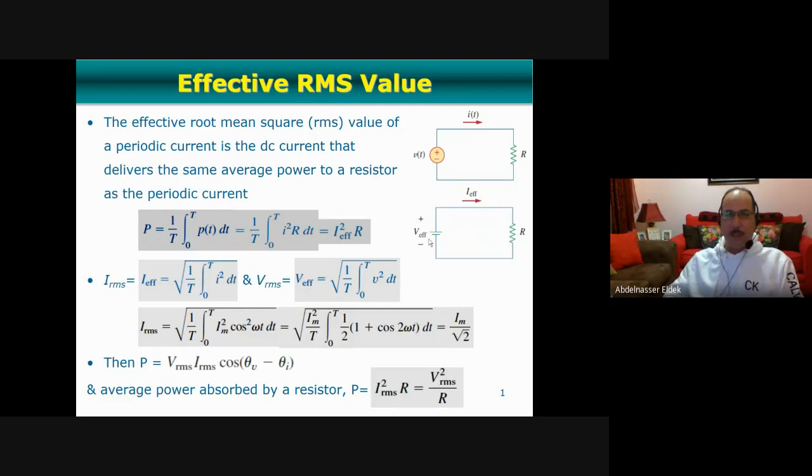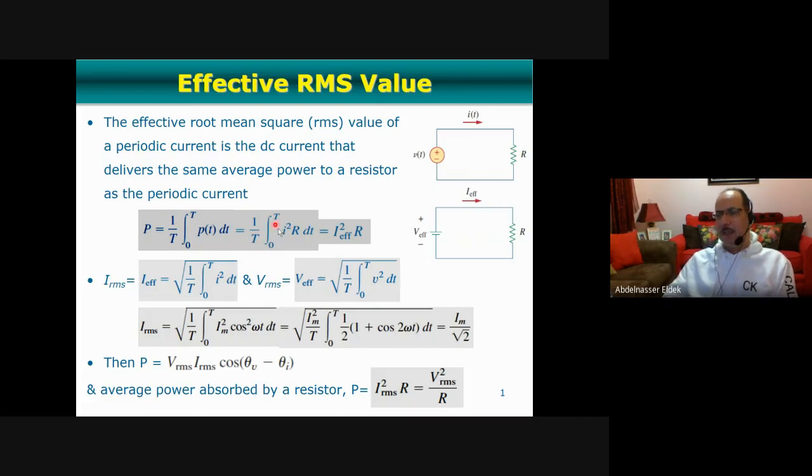So if you have a DC source like this, and you have AC, then the effective or root mean square value is the DC value that will give the same power as the AC. And it is described by this equation. It is 1 over T, 1 over the period, times the integration over the period from 0 to T of the power p of t dt.